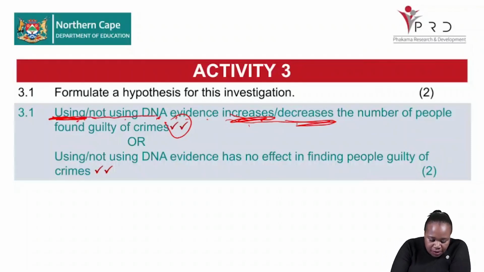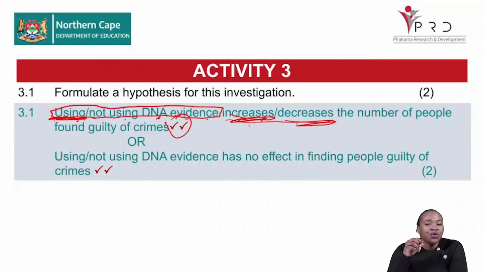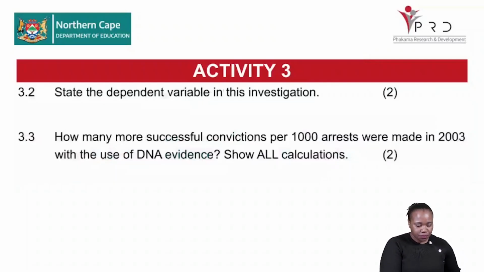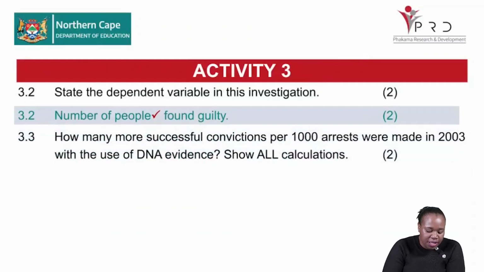Using DNA evidence is your independent variable because the use of DNA evidence has an effect on the number of convictions. So the number of convictions is our dependent variable. 3.2 says state the dependent variable. We've already mentioned that the dependent variable would be the number of people found guilty, number of convictions.